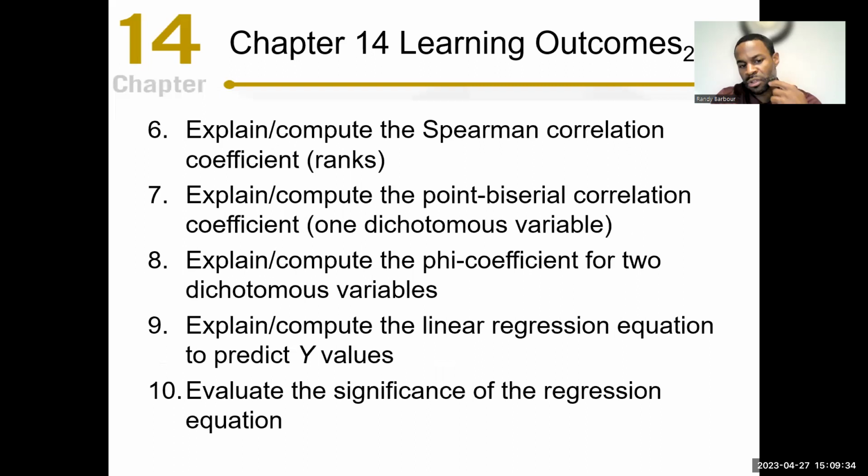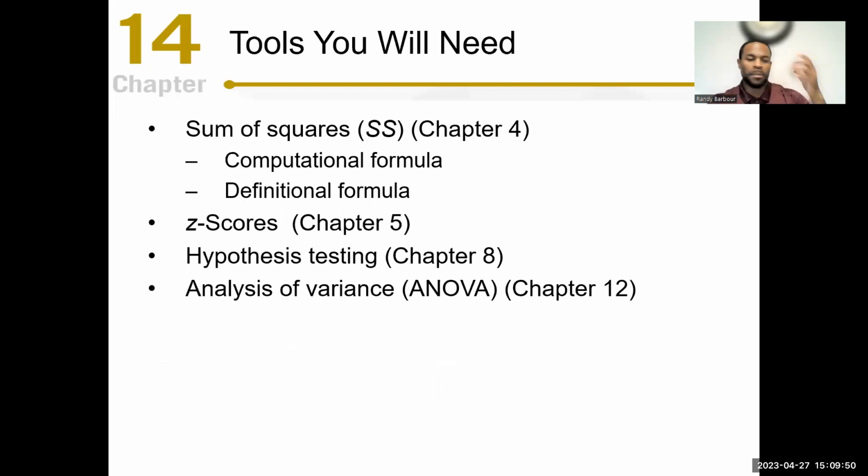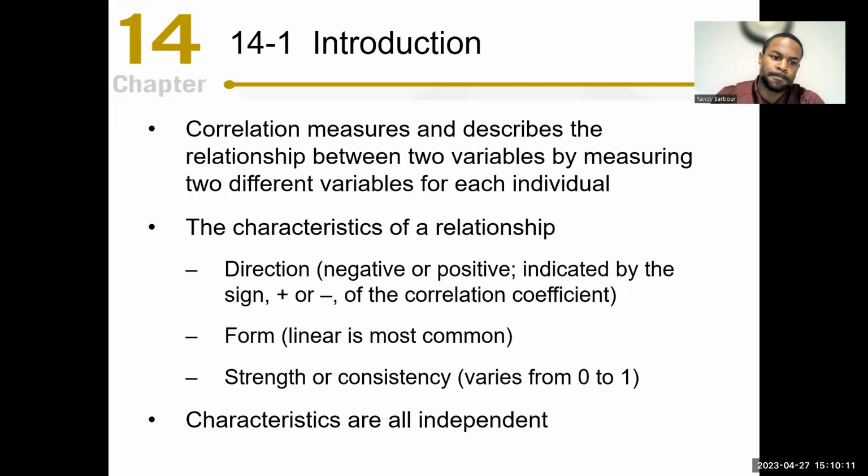Okay, and then these are other outcomes that we'll cover in part two. I'm talking about other alternative forms of the correlation. We'll also talk about the regression and how we evaluate the significance of the regression equation once we have performed the regression. Okay, just tools you'll need. Obviously, when we talk about statistics, these skills that we have build on one another. We'll need to know about sum of squares, the z-scores, hypothesis testing, and the analysis of variance, because all of this is tied together as we talk about looking at differences in relationships.